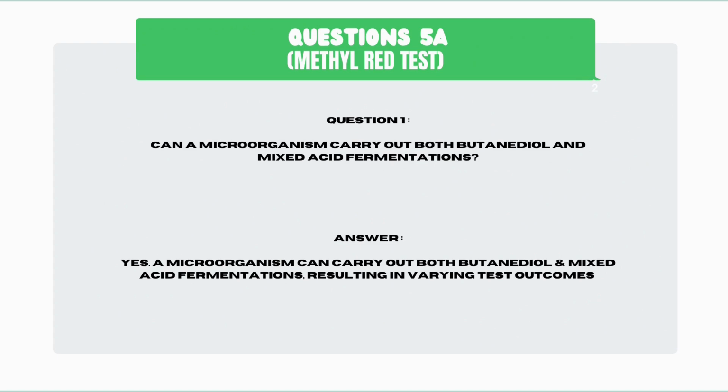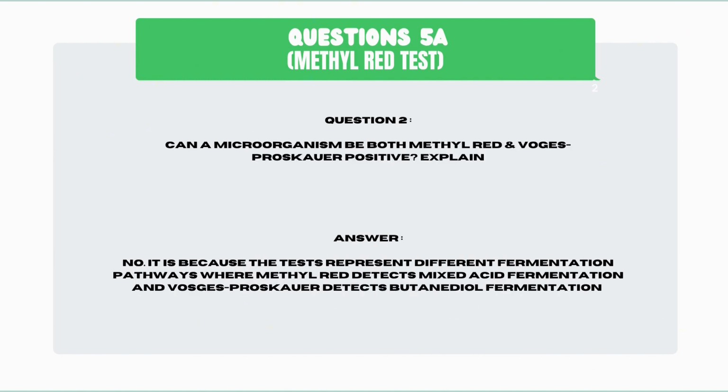Question number 1. Can a microorganism carry out both the butanediol and mixed acid fermentations? Yes, a microorganism can carry out both the butanediol and mixed acid fermentations, resulting in varying test outcomes. Question number 2. Can a microorganism be both methyl red and Voges-Proskauer positive? Explain. No, a microorganism cannot be both methyl red and Voges-Proskauer positive. The tests represent different fermentation pathways, where methyl red detects mixed acid fermentation while Voges-Proskauer detects butanediol fermentation.